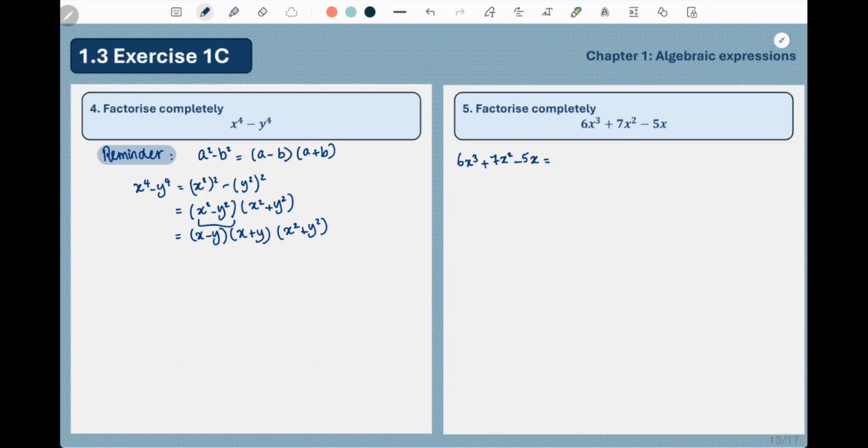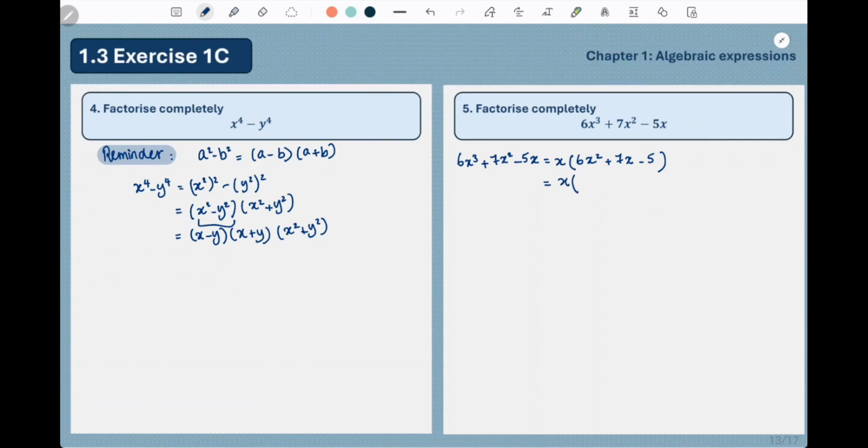Do we have a common factor between all of these terms before we work on it? Yes, we do, which is x. And 6x squared, but it becomes, and this becomes 7x minus 5. So what is this? This is a quadratic expression, and we've gone into detail in the previous video about how to factorize quadratic expressions. If you're still struggling with it, please check that out.